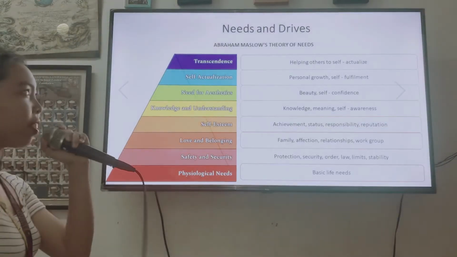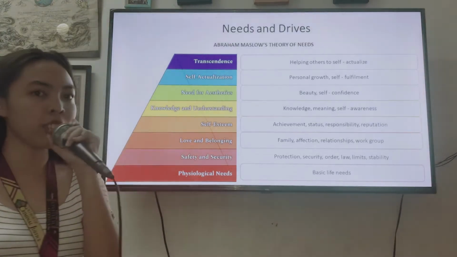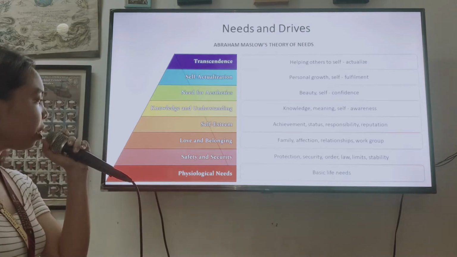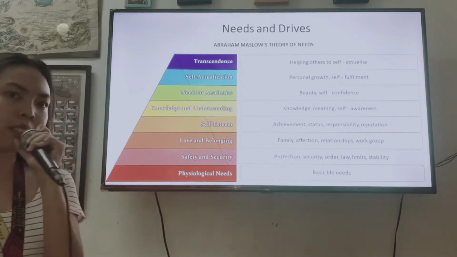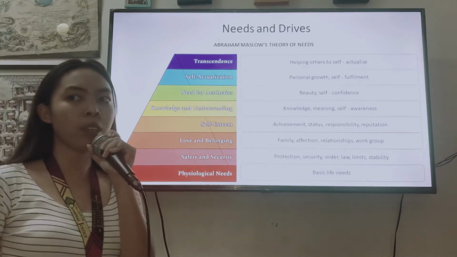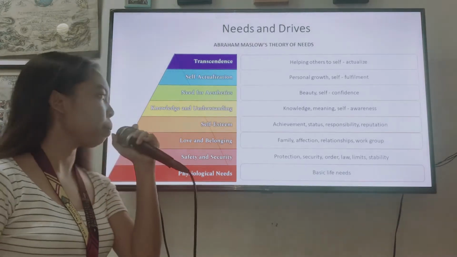Next is the needs and drives. So we have here Abraham Maslow's theory of needs. We have 8 stages. The first stage, from basic to complex, is the physiological needs. It is the basic life needs. As a person and as people, we need food, water, shelter, sex, or anything.